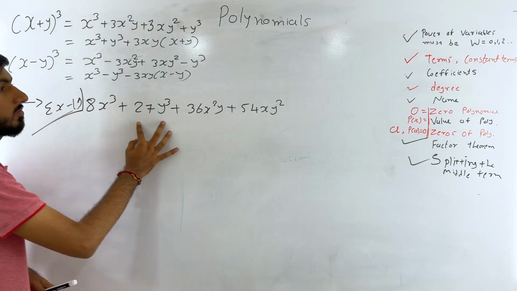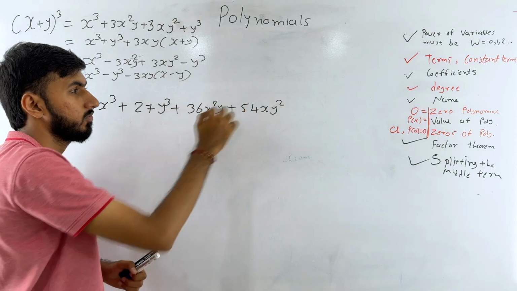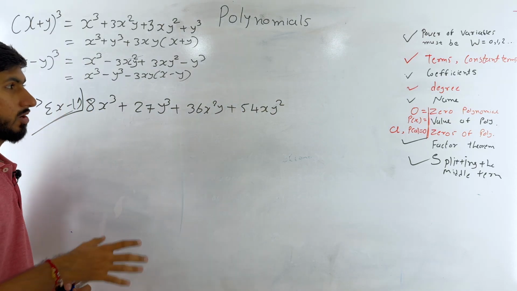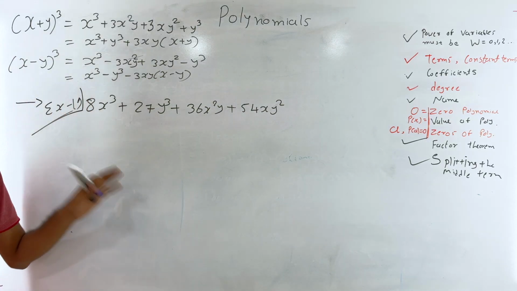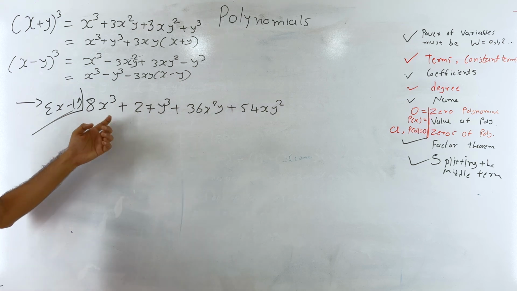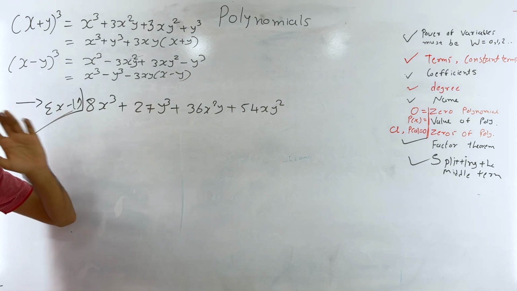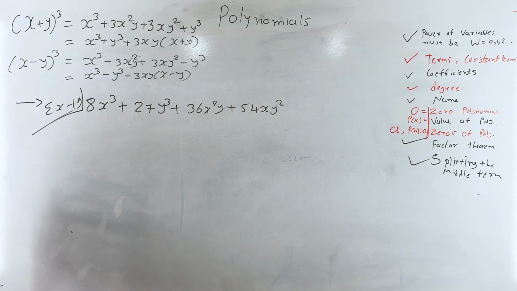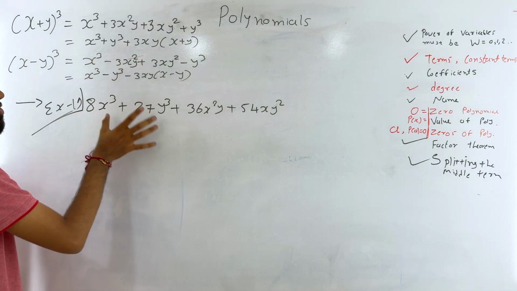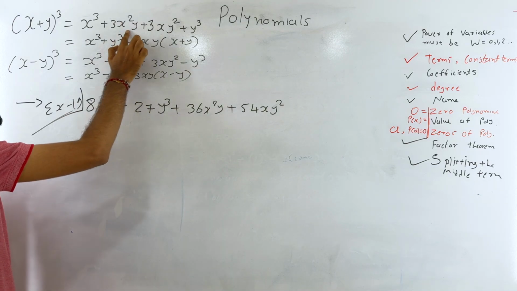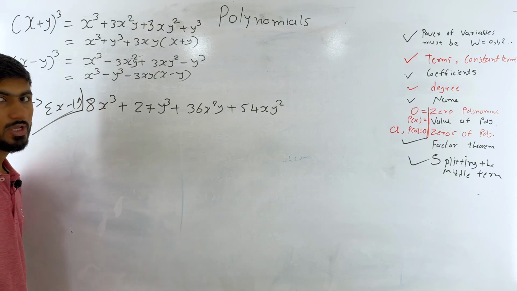8x cube plus 27y cube plus 36x square y plus 54xy square. Now we have to factorize it by using any identity. So if you see it, we have cube here, so we have to use identity with cubes. Now it is in the form of x cube plus 3x square y plus 3xy square plus y cube, right?